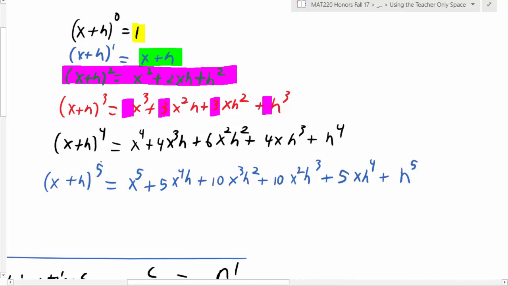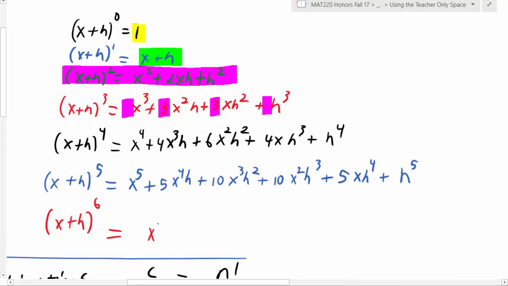Another very simple way of coming up with this pattern is the x's, the first term, count down. So x to the fifth, next term is x to the fourth, next term is x cubed, next term is x squared, so on and so forth. And the h's, or whatever the other term may be, always count up. So we start with h to the 0, that's why we don't have it, then h to the first, second, third, fourth, and fifth. So hopefully using this pattern, you can see what to do for the next one. I would highly recommend try it yourself, pause the video, and here we go.